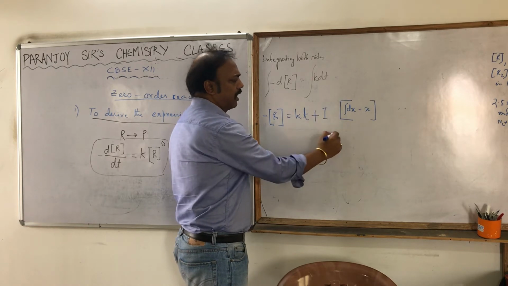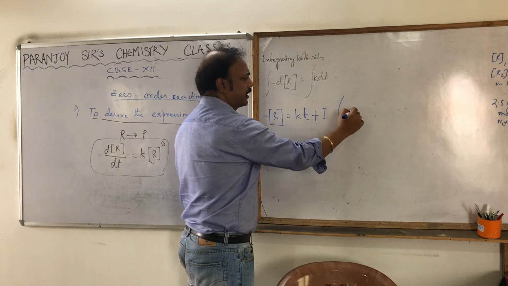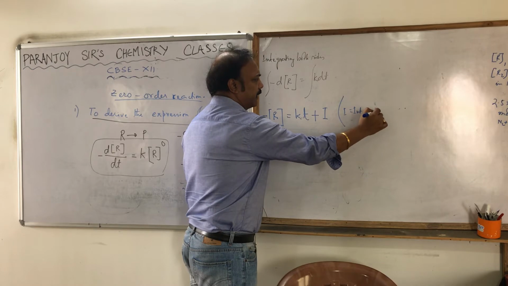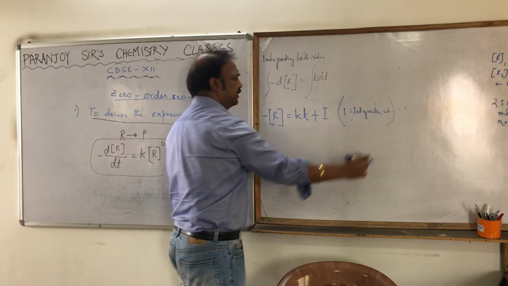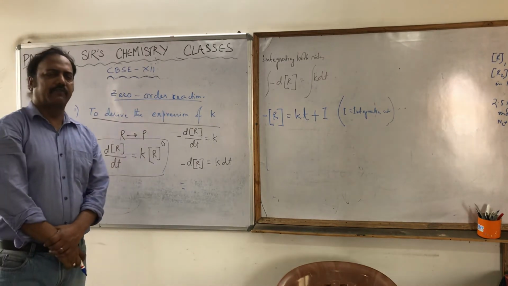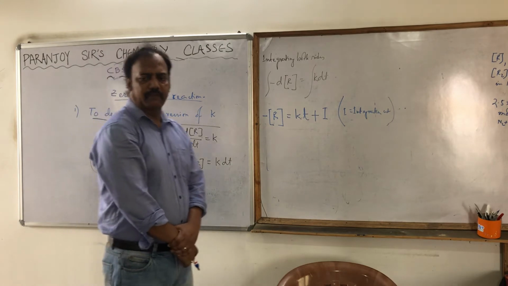Where I is the integration constant. Okay, that's I. Fine. Now we are going to get the value of I first, and then we are going to derive this equation, derive the value of k.